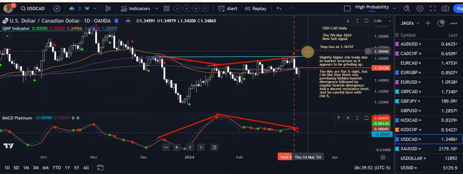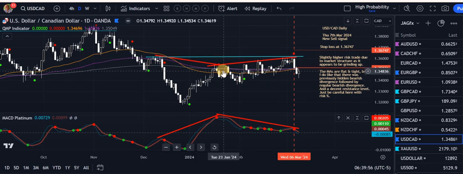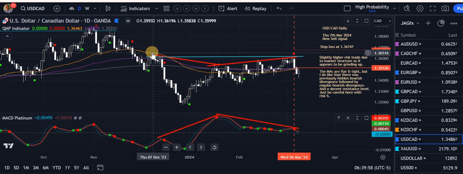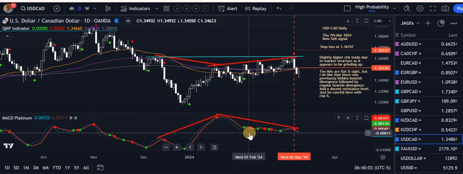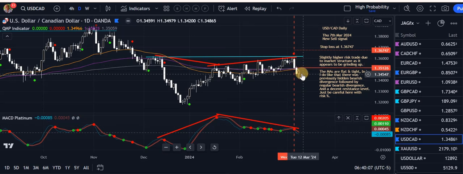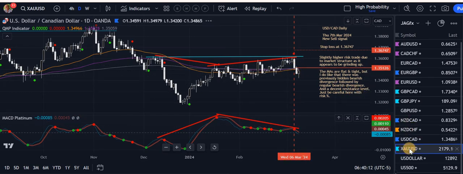So nothing's moved. You can read the notes there for the chart, the setup. There's a resistance level and price. There was initially hidden bearish divergence, which you all know I like. MACD platinum stayed above the 0 level. Then there's regular bearish divergence. So it took the sell trade, and it's going nowhere fast. But we're not losing, so all good.